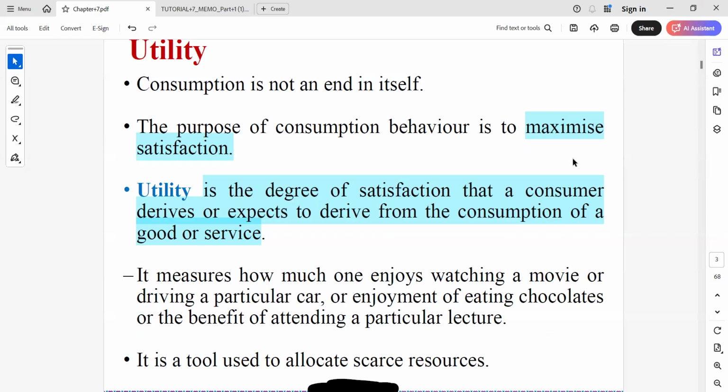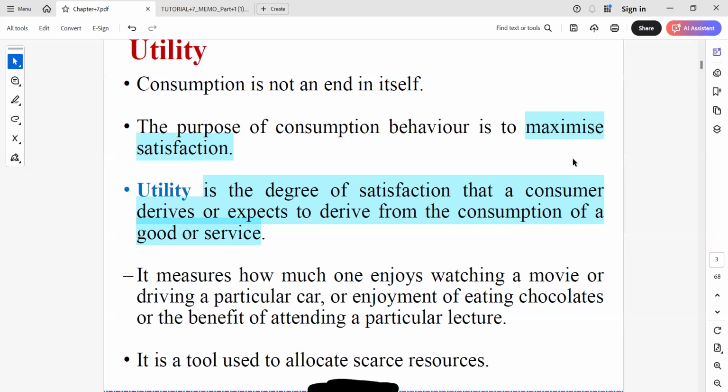So what happens here is that, let's say for instance you are consuming a particular good. Let's say you're consuming your burger. When you're consuming a burger, you're going to get some satisfaction from eating it.